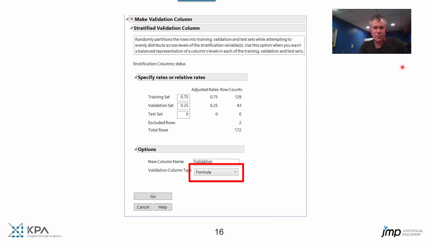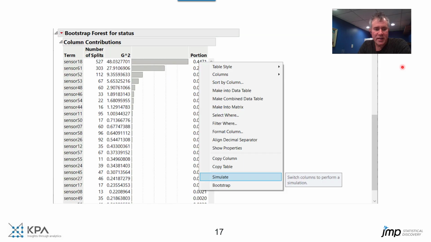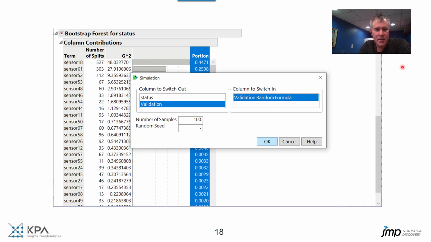So this is pretty easy to do. We just go to the make validation column utility, and when we make a new column, we ask it to make a formula column so that it can be reinitialized. Then we can return to the Bootstrap Forest platform, right-click on the column contribution portion, select Simulate. It'll bring up a dialog asking us which of the input columns we want to switch out. I'm going to choose the validation column, and I'm going to switch in replacement of it, this random validation formula column. We're going to do this 100 times.